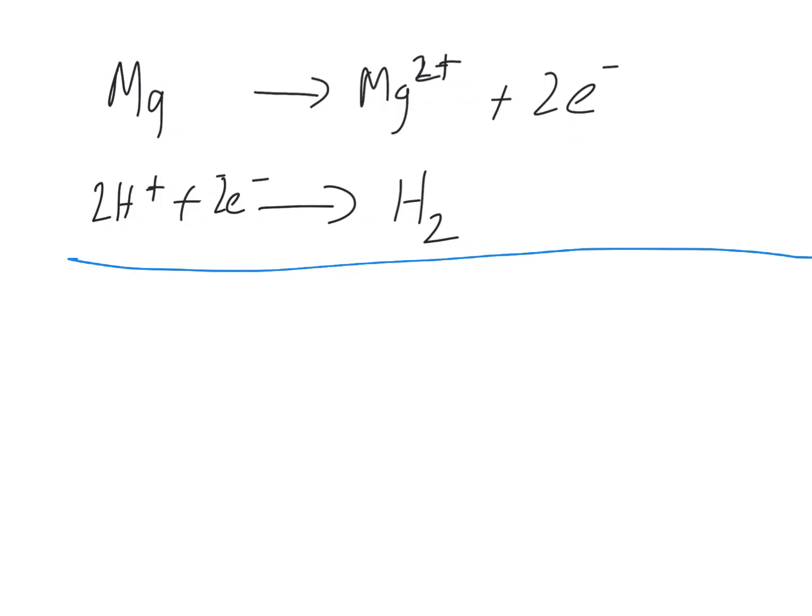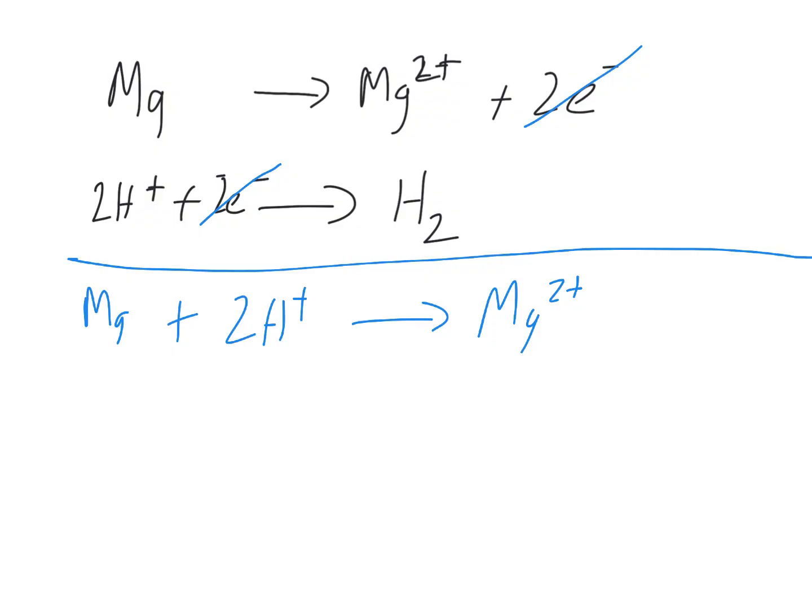So then we combine them together, and we cross out like terms on opposite sides. And those like terms do include the electrons as well. You've got electrons on the right in the first equation and on the left in the second, so they can cross out, leaving no electrons behind. And when you combine them together, you get Mg plus 2H+ gives you Mg2+ plus H2. If you know the states, it's really good to include them as well.